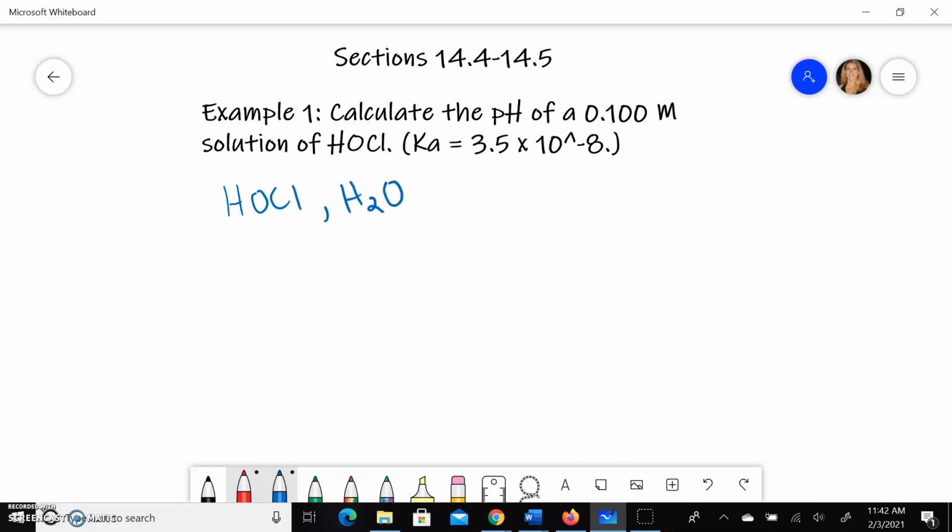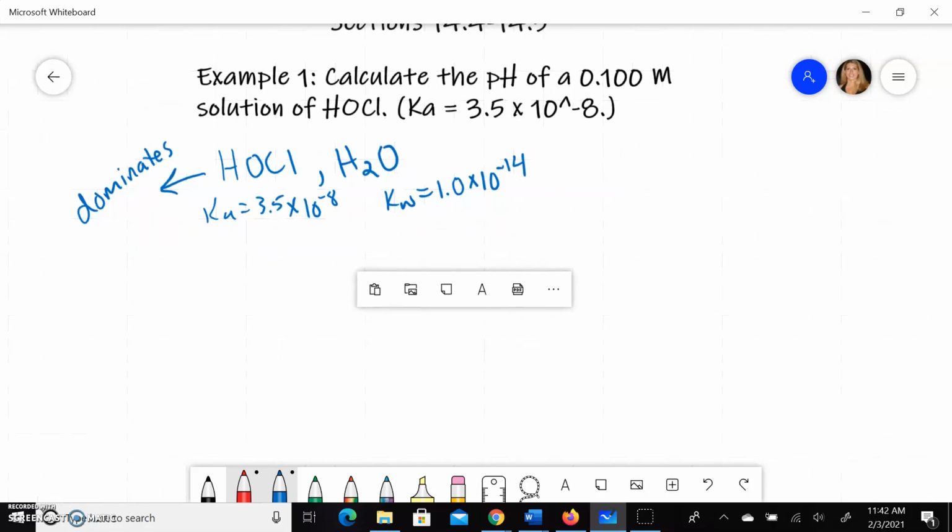Of these two, the HOCl has a Ka value of 3.5 times 10 to the negative 8th, whereas water's is 1 times 10 to the negative 14th. So in this case, the HOCl is going to be a stronger acid than water, and so we're going to focus on HOCl. So we say that this one dominates. So even though water is going to produce a little bit of H plus and a little bit of hydroxide, it's not enough to change the pH compared to the amount that the HOCl is producing.